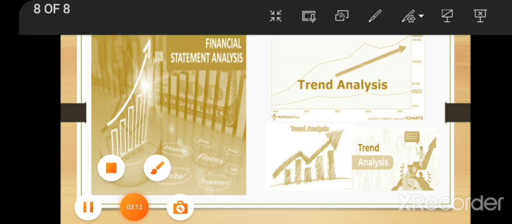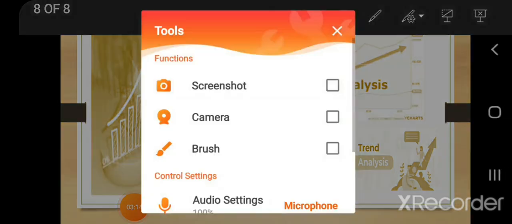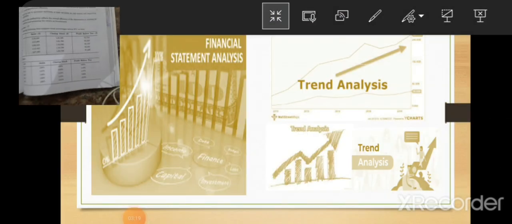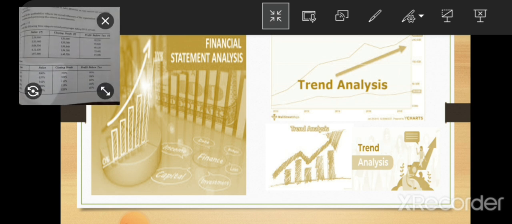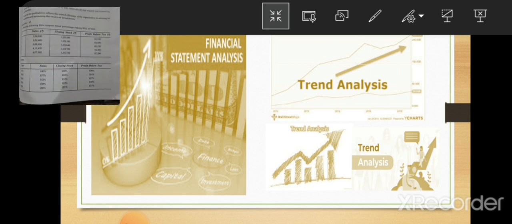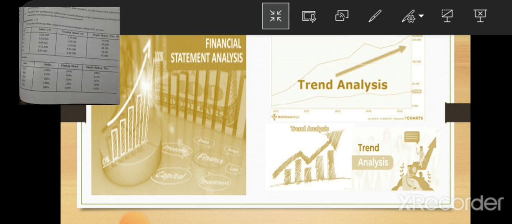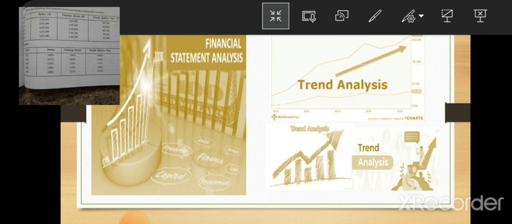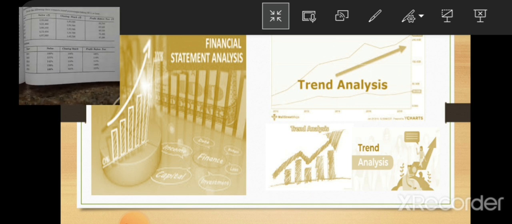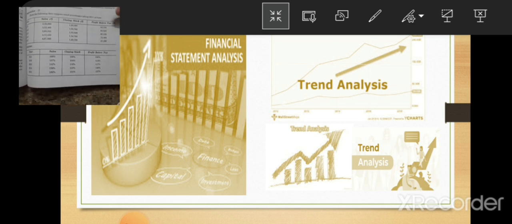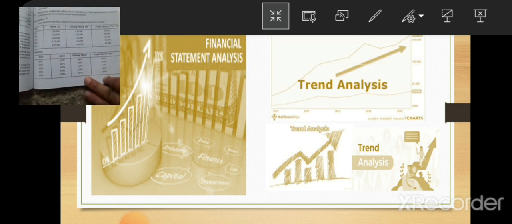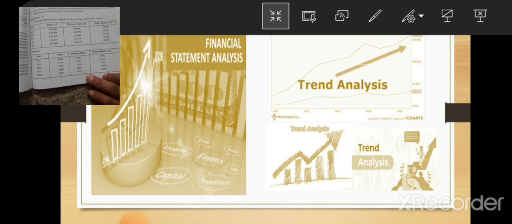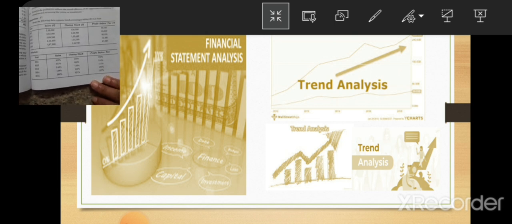and here is a question. You could see here the information is given, that is, the trend percentages of 5 years are given: 2011, 2012, 2013, 2014 and 2015 sales and closing stock, and also profit before tax is given.